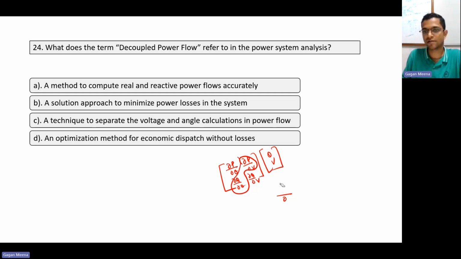Active power is directly related to theta, and reactive power is directly dependent upon the difference of the voltages. We say that these two submatrices are zero, and we are able to directly calculate theta from here and voltage from here. The size of the Jacobian also reduces, and our computation also reduces. So it is a technique to separate voltage and angle calculation in power flow.